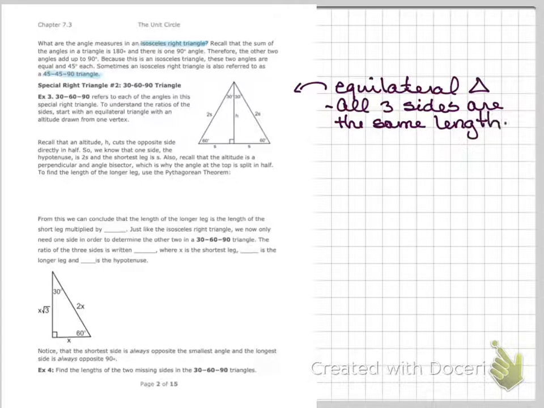Every side has length 2s. Okay, so I've got 2s right here, 2s right here. I'm dropping that altitude, which we're calling h, in that equilateral triangle. It cuts the other side in half. So here's our 2s, s plus s.